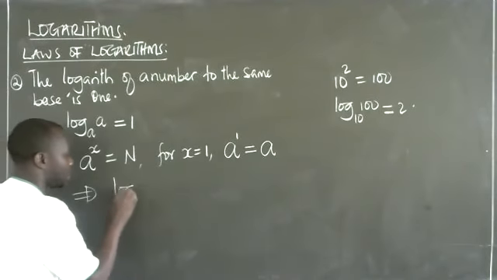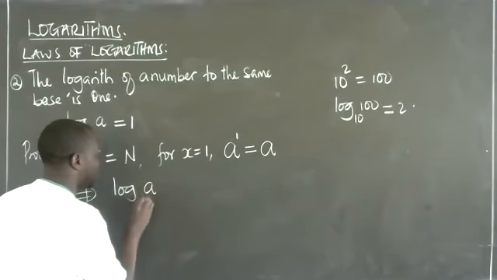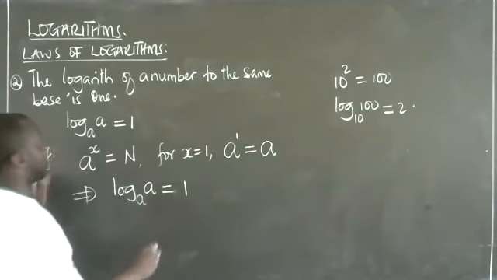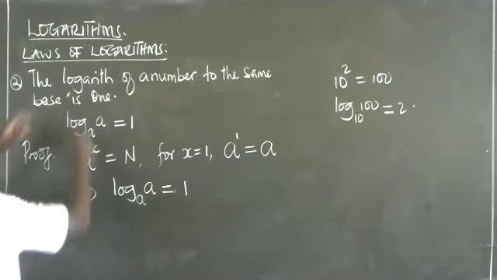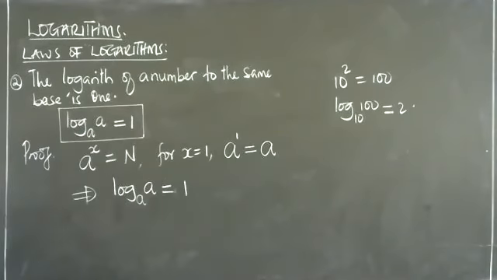You write log of a to base a is equal to 1. We call it the second theorem or the second law of logarithms. But it's as simple as that one. Can you imagine? We copy that one and we go to law number 3.